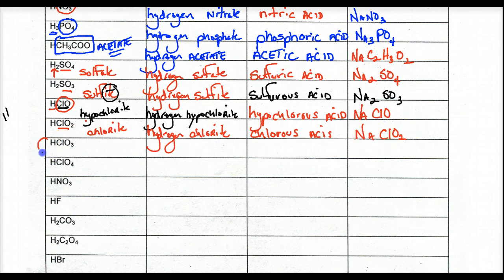And HClO3, well, these have more O's than these guys, ClO3. So these are the ates. Now, this one is a chlorate. So a chlorate, I can do this, chlorate. So this is hydrogen chlorate. And H's become ic, so this becomes chloric acid. And this is a strong acid, believe it or not.